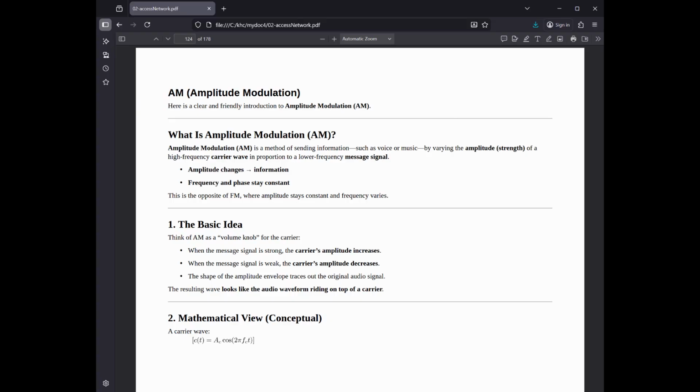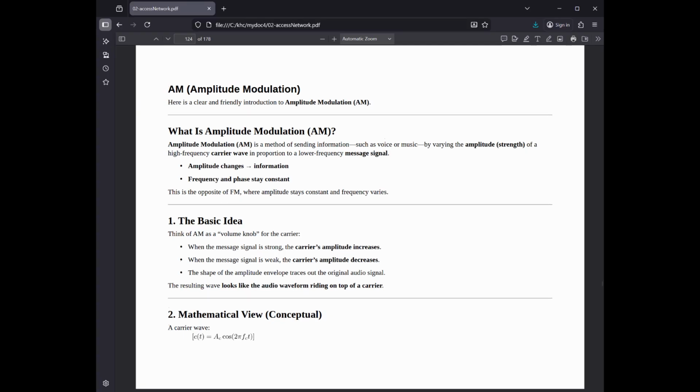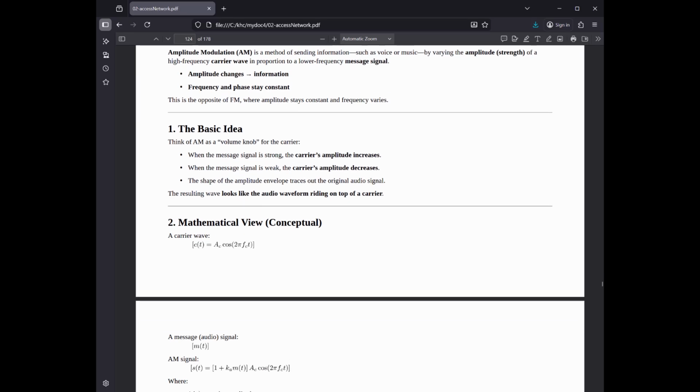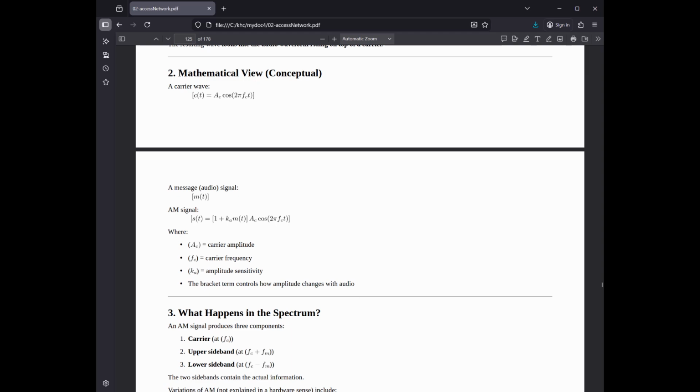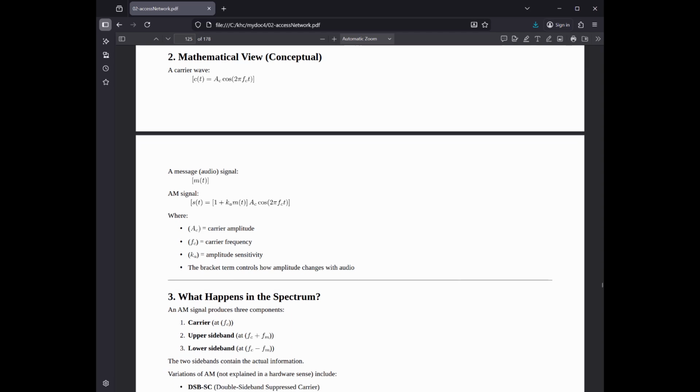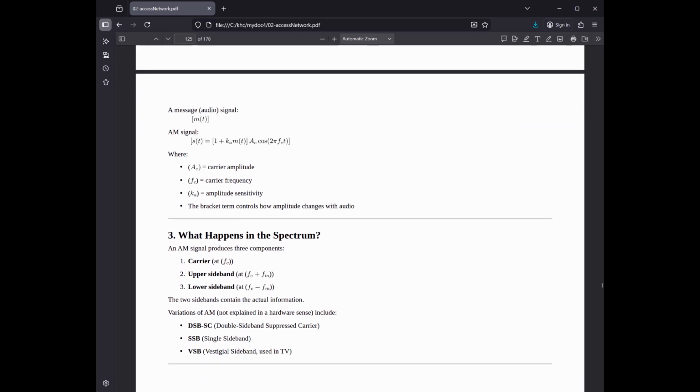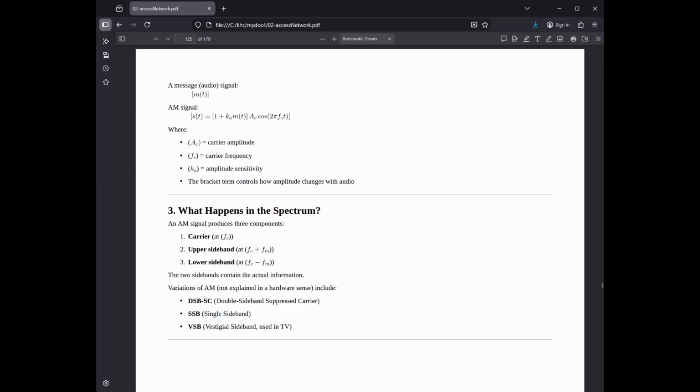message signal. How it works mathematically: in simple terms, the transmitter multiplies the message and the carrier. The standard equation for an AM wave is: where A is the carrier amplitude, f is the carrier frequency, and m(t) is the message signal. As m(t) increases, the peaks of the radio wave get taller; as it decreases, they get shorter.